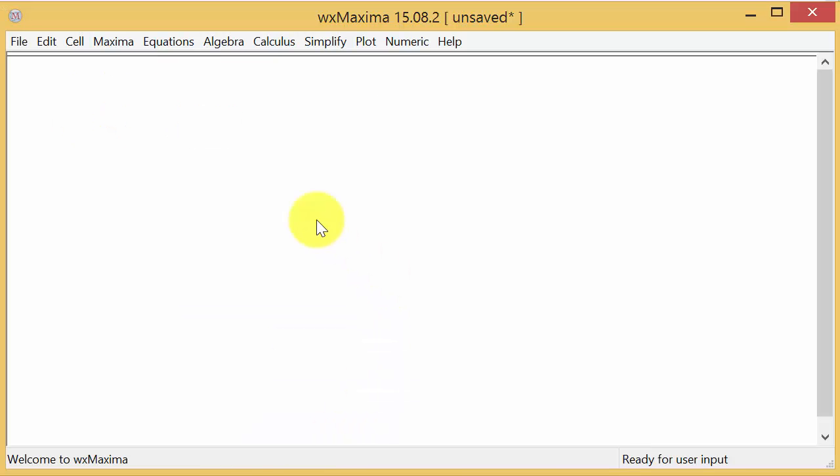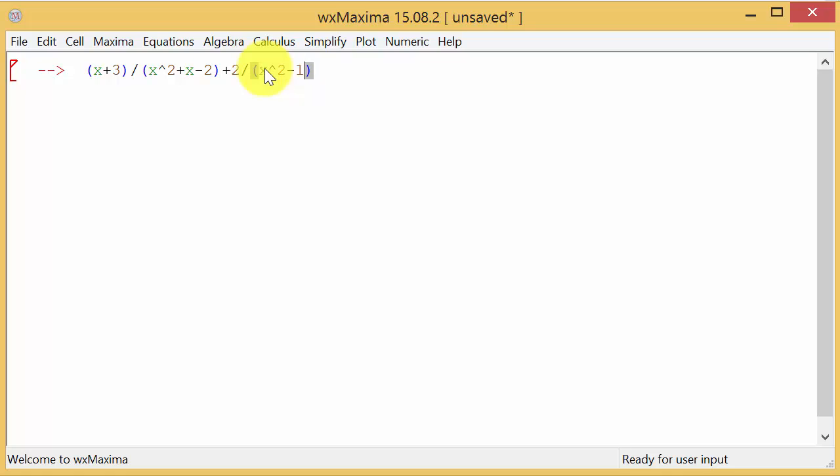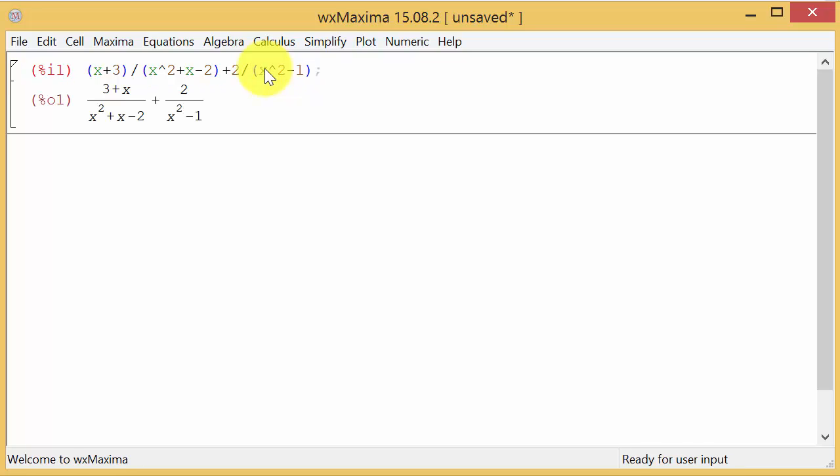Okay, so let's take a look at the first problem. We want to add the two. Let's enter in the first one. So we have x plus 3, and make sure you move outside the parentheses, divided by, and then parentheses, x squared plus x minus 2. Move outside the parentheses, and then plus, and to enter the second rational expression, 2 divided by parentheses x squared minus 1. Okay, and there we go.